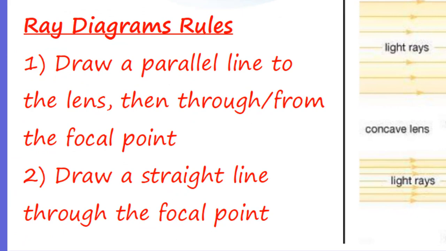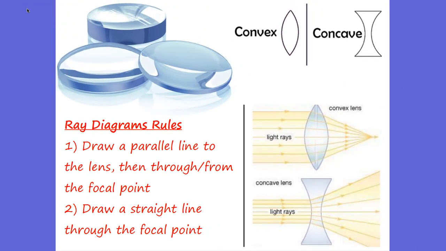And here are our easy, hard, and fast rules. Number one, we're always going to draw a parallel line to the lens, and then through or from the focal point. That's rule number one. And rule number two, because it's a thin lens, it's going to go straight through the center. You can see this light ray in the middle is going straight through. This light ray in the middle is going straight through. The other light rays on the top and bottom are doing different things.